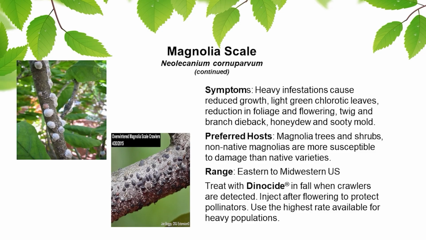Magnolia scale can be controlled with the treatment of Dinotefuran in fall when crawlers are detected. Inject after flowering to protect pollinators. Use the highest rate available for heavy populations.